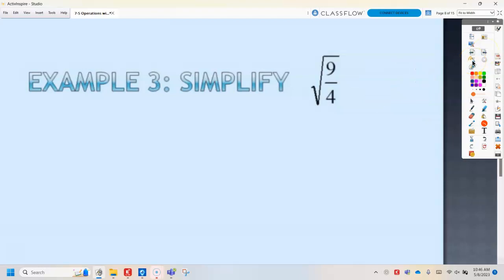So again, square root of 9 over square root of 4. They're both perfect squares, so you think of them as two separate numbers, and you get 3 halves. All we're trying to do is take something complicated and make it more simple. I know what 3 halves looks like as a number. I don't know the square root of 9 over 4 until I simplify it to 3 halves.